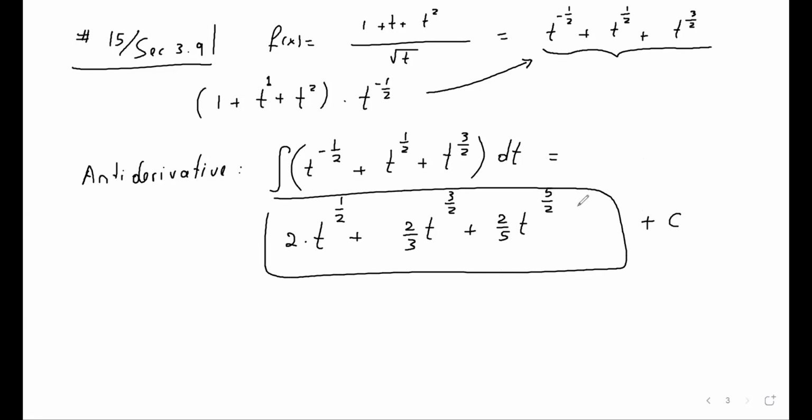That's the final answer. I'm not going to worry much about rewriting this yet again as a bunch of square roots. I think this is good enough. So over here, this is the answer. All right, so this is number 15, and the next thing, the one I selected, was number 17.